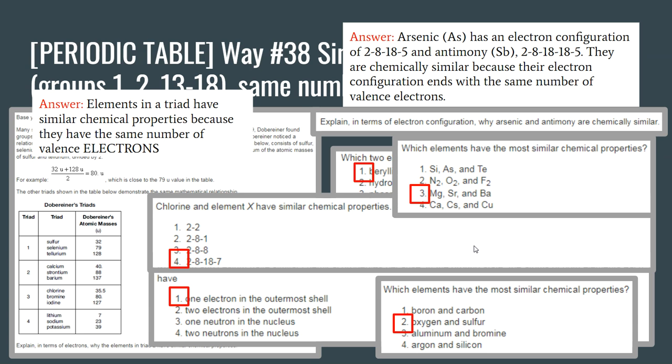So when it comes to these problems, remember that if you belong in the same group, you're going to exhibit the same chemical properties because you have the same valence electrons. And it's those valence electrons that are involved in chemical bonding. Therefore, they're going to behave the same way chemically.